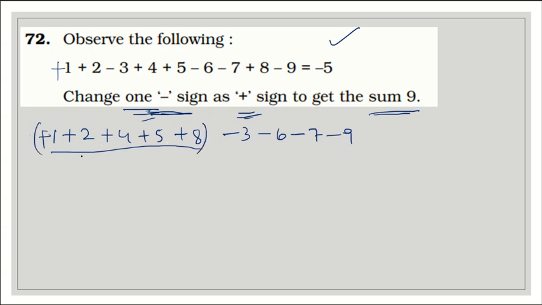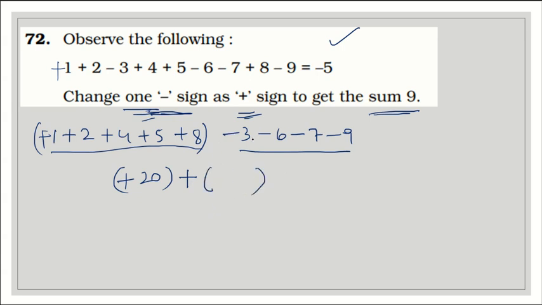Now I will take this together. What is the sum of them? 1 plus 2, 3, 3 plus 4, 7, 7 plus 5, 12, 12 plus 8, it is plus 20. Now all this I am taking together. I cannot put a bracket. If I put a bracket, there is no sign in between the two brackets. So I should not put a bracket here. If at all I am putting a bracket, then I must have a positive sign written.